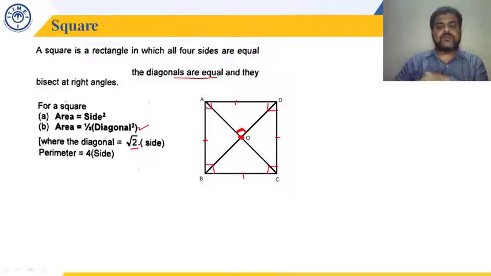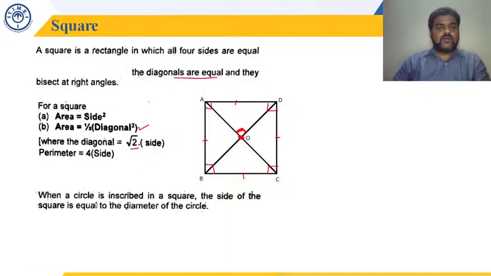What is the perimeter? Perimeter is sum of all the four sides, and since all the sides are of same length, so we can say perimeter will be 4 into side. Fine. I hope this is clear. Okay. Now another property here.